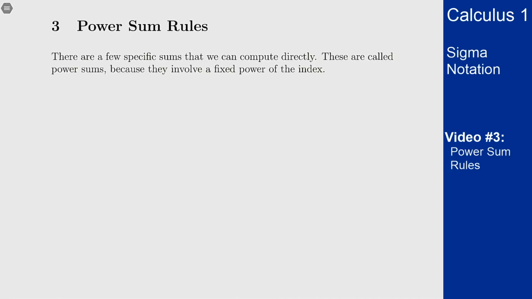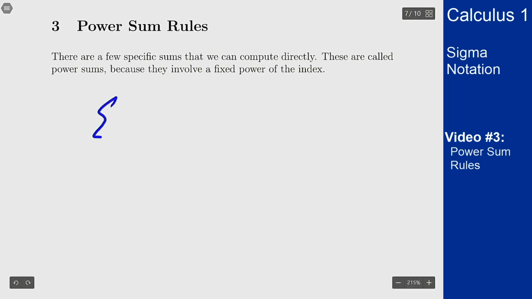In this video, we'll talk about the power sum rules and how we can use them to help evaluate certain sums. There are a few specific types of sums that we can evaluate directly, just given the setup for them. These are called power sums because, as we'll see, they involve a fixed power of the index that we're trying to add up. The first of these is the easy one.